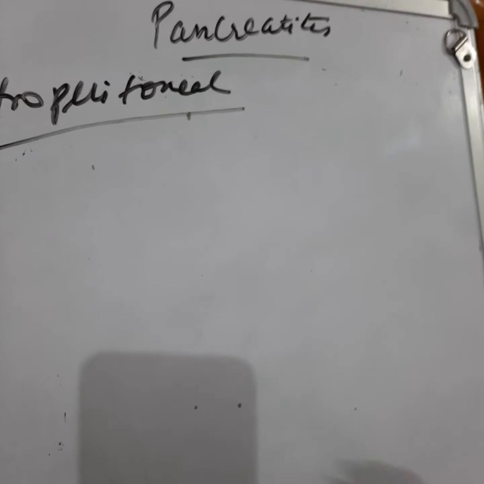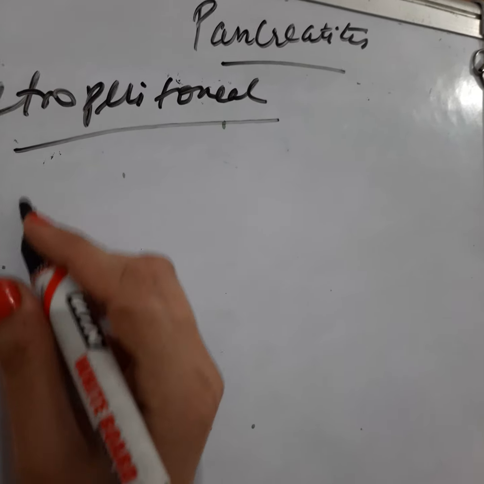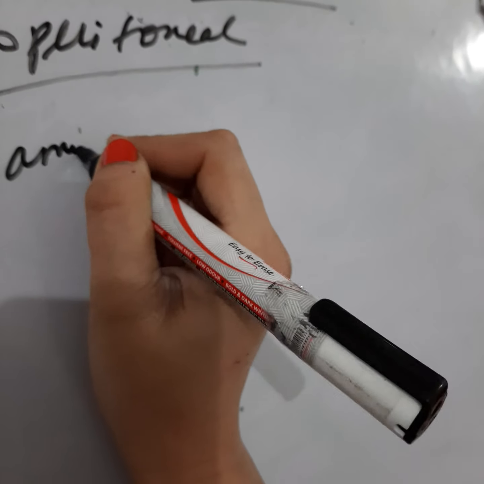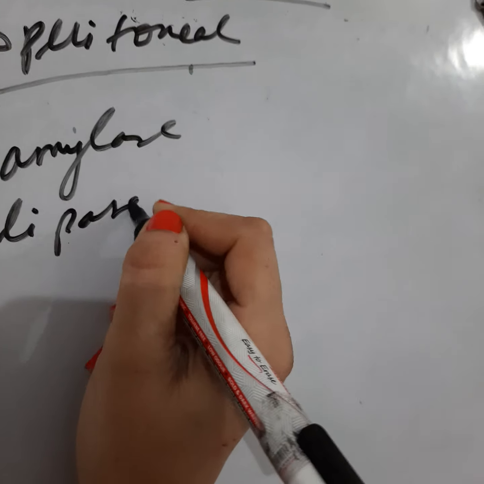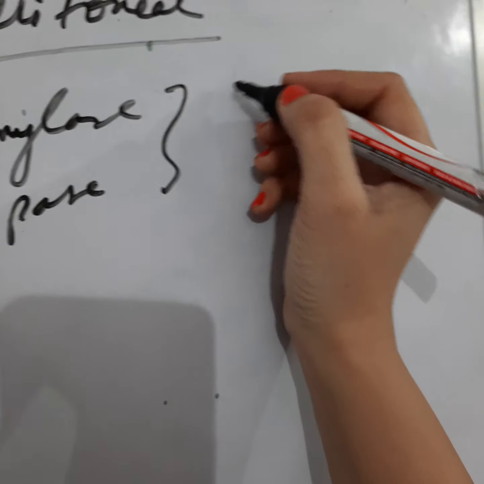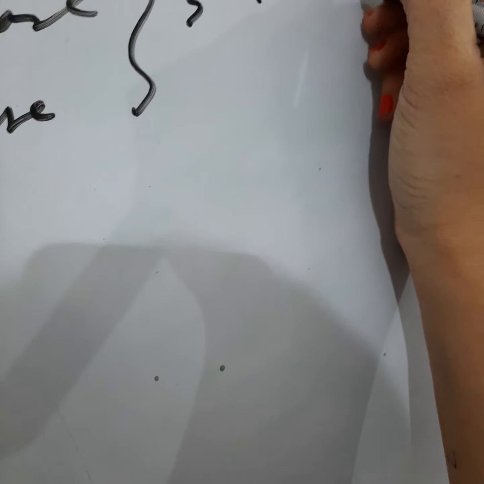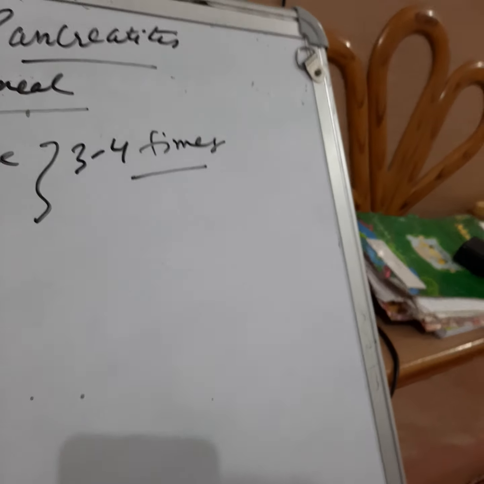There will be nausea, vomiting, there may be blood in the sputum, a rise in the serum amylase, and a rise in the serum lipase. The rise in these two values should be more than 3 to 4 times their normal ones. So that will confirm the diagnosis of pancreatitis.